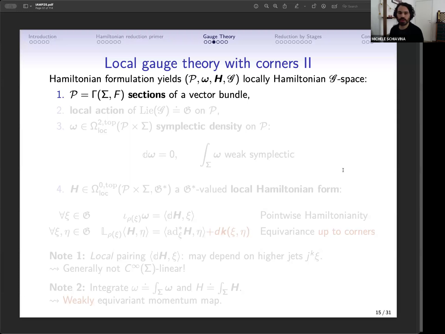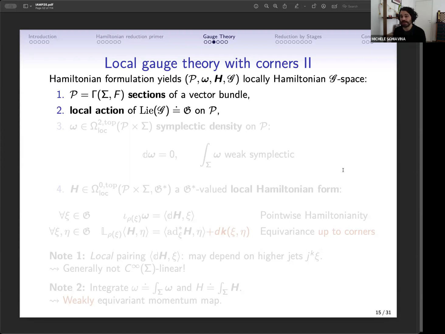So here is the full axiomatic picture. In the previous slide, I told you how it comes from a Lagrangian field theory in the usual sense. But if you are unsure of that, you can just take this as an axiomatics. So what I want is a locally Hamiltonian G space. I want P to be modeled by sections of a vector bundle over sigma, and I want to have a local Lie algebra action on this space of fields.